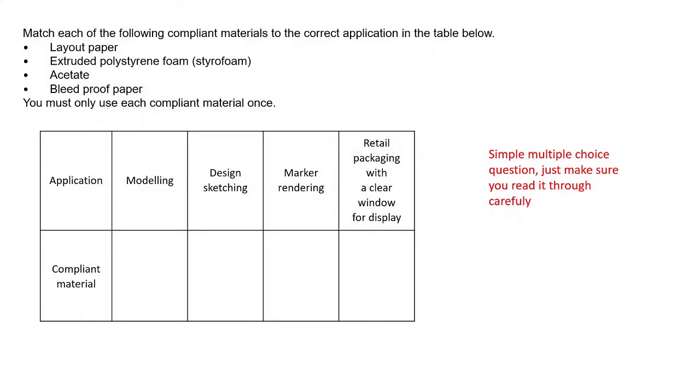So match each of the following compliant materials to the correct application in the table below: layout paper, styrofoam, acetate, and bleed-proof paper. So there's that word compliant again. So that's basically materials that can be cut, scored, formed. Dead simple multiple choice. Just read through it carefully. You can only use each answer once. Give yourself, I'll say 2 minutes, and then we'll go for the answers.